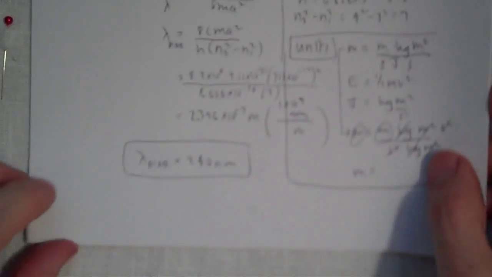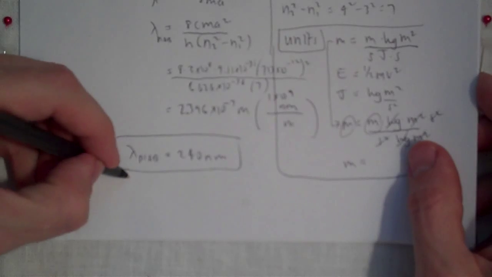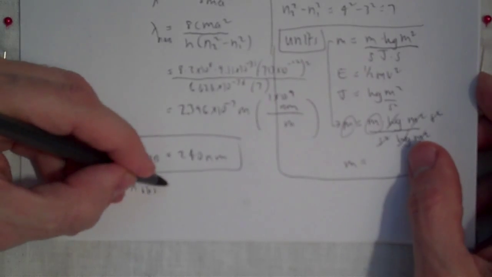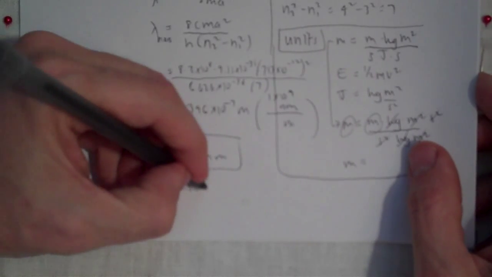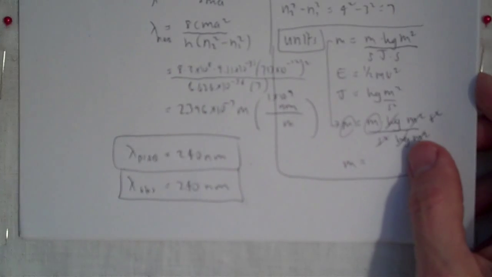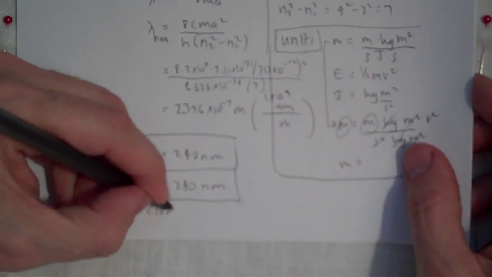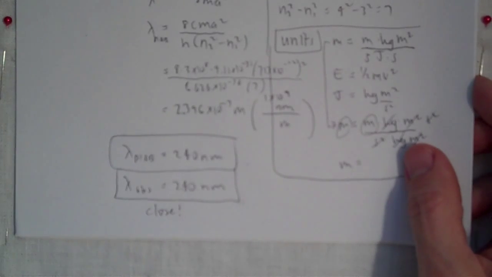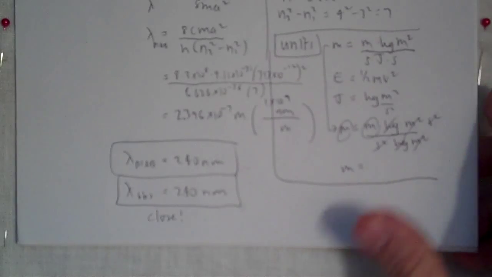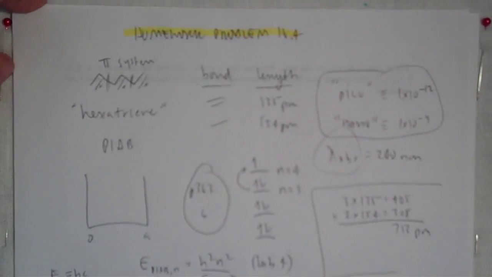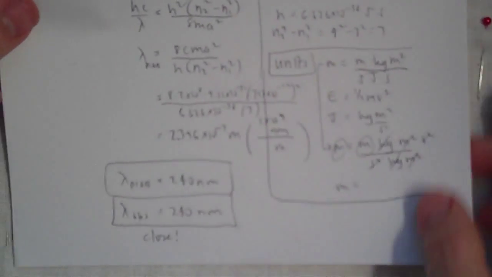That's the first part. The second question is, how does this compare if the observed, the experimental, is 240 nanometers? How does it compare? The answer is, it's close. And then the third question, the final question here for homework problem 16.4, and this is a very big one.